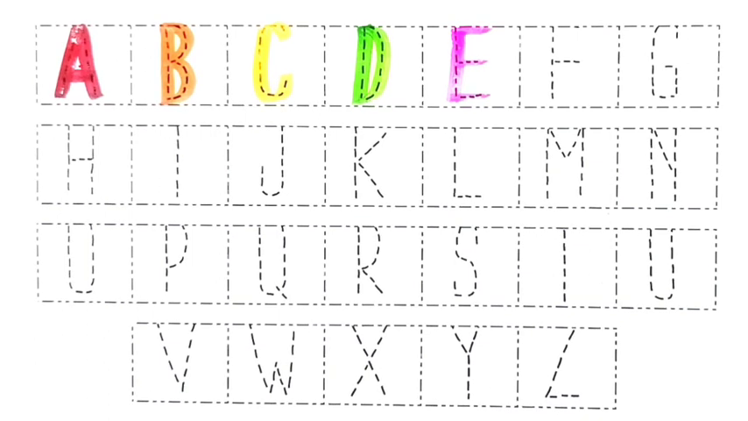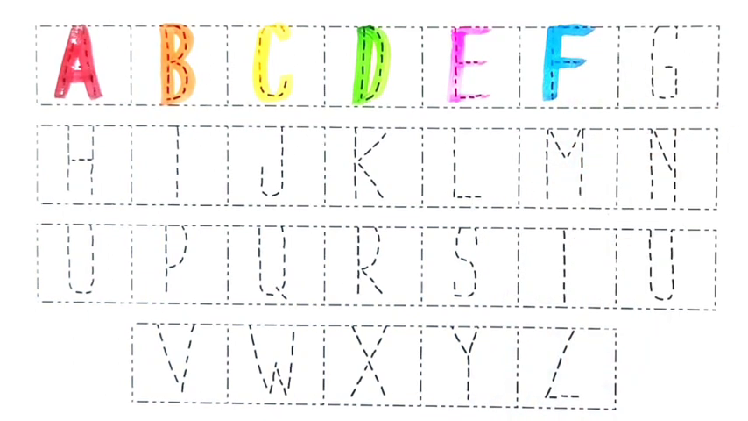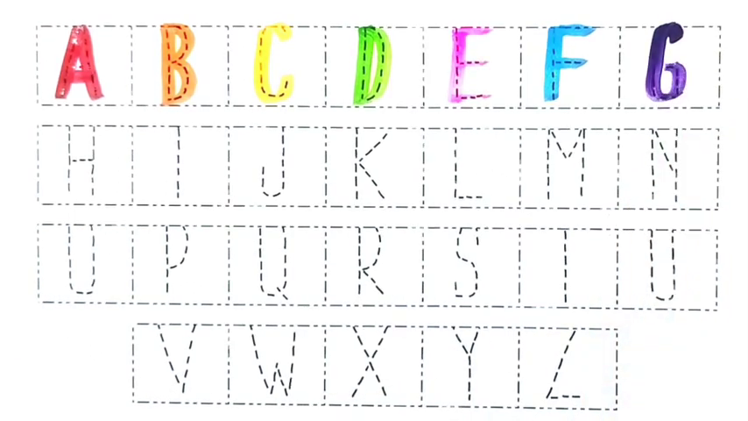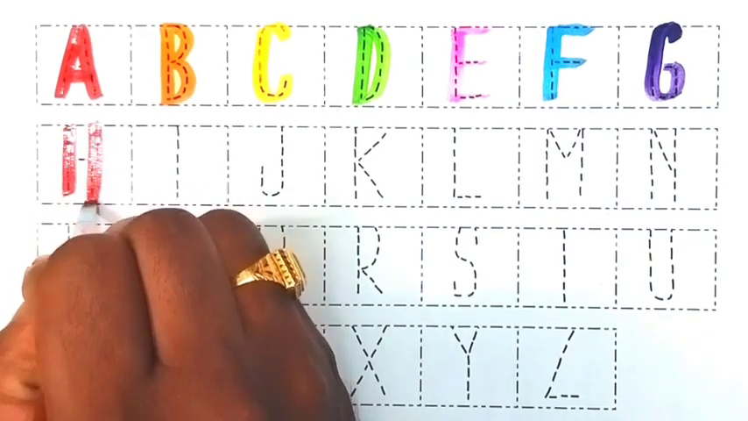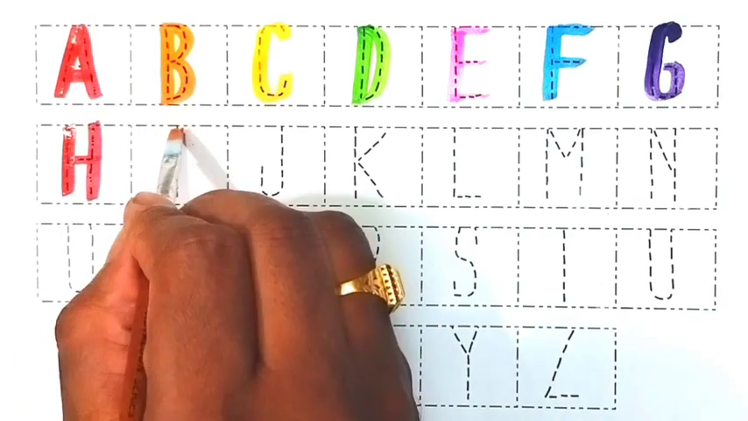Next time won't you sing with me? F for fruit. C, D, E, F, G. H, I, J, K. G for grapes. T, U, V, W, X, Y, and Z. Now I know. H for honey. Won't you sing with me?